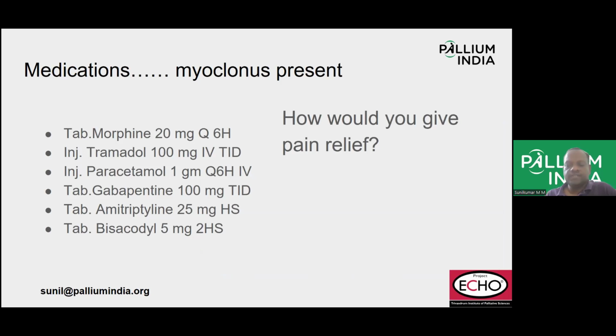So is this a patient suitable to start on methadone? Or are there any indications to start on methadone?